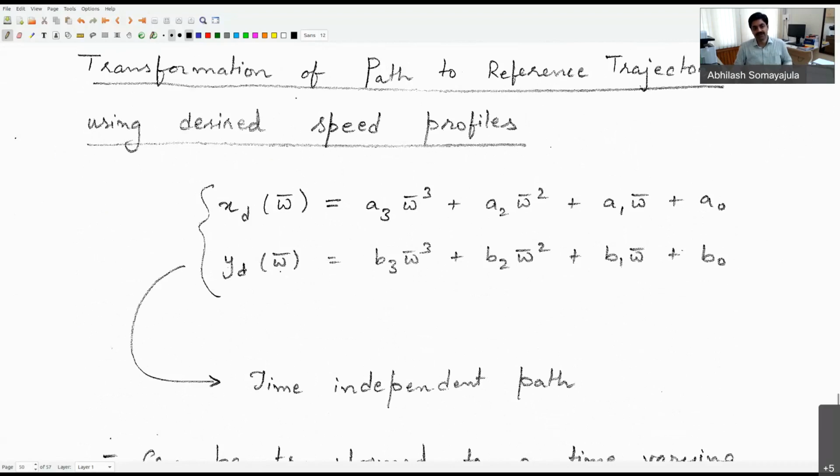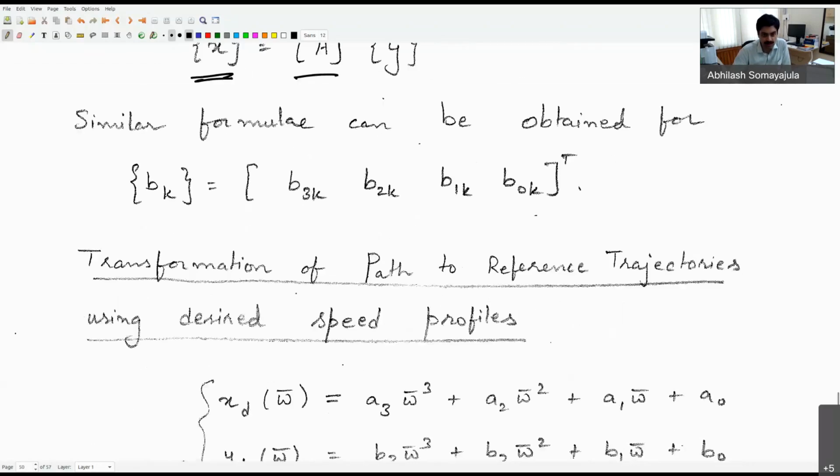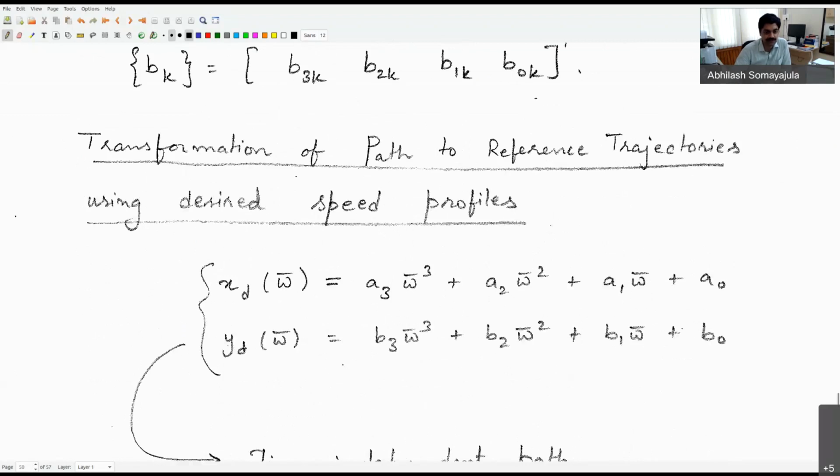So today we'll try to understand how we can transform that path to a reference trajectory using a desired speed profile. What we got here was a path in terms of a path variable omega bar. We were mostly looking at the so-called path following problem. If I wanted to convert that into a trajectory tracking problem, using the same approach, how would we go about it?